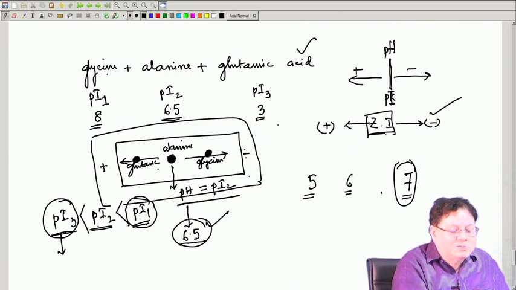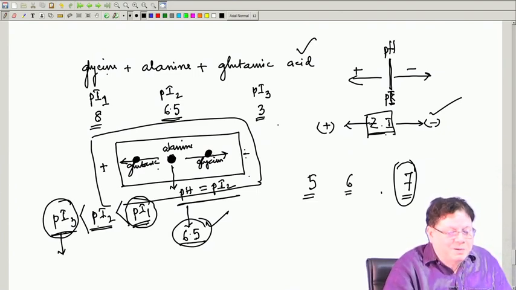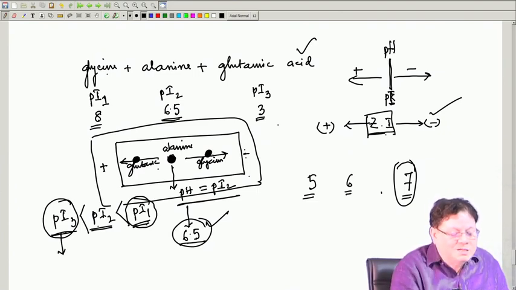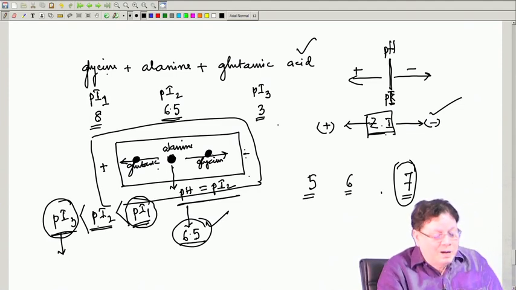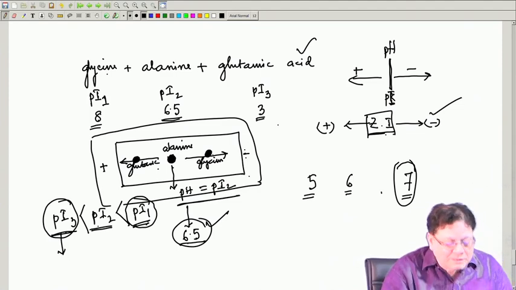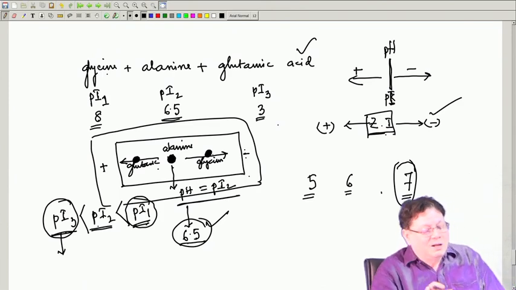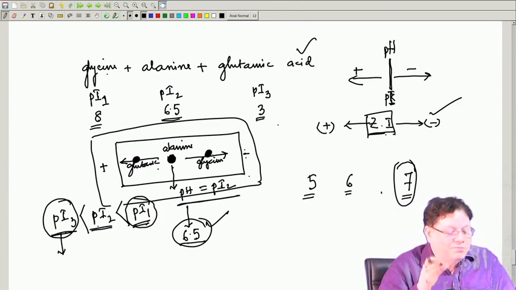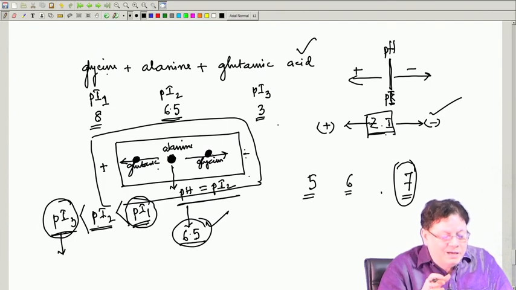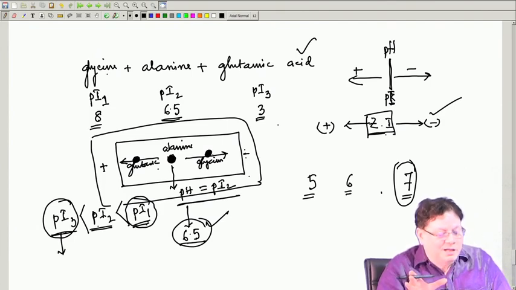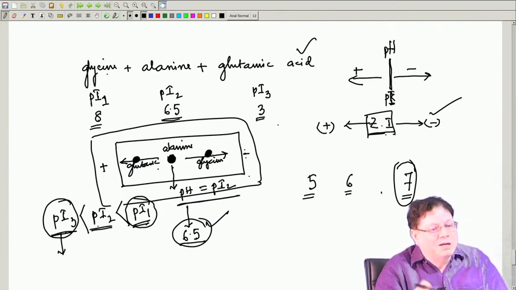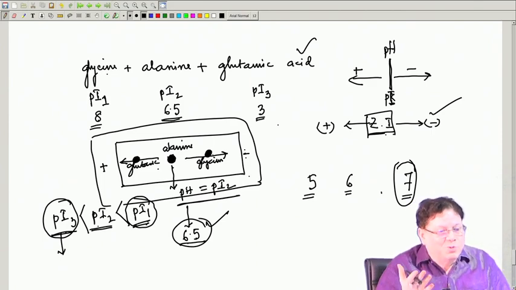So, now these 3 spots are separated. Okay. So, 3 amino acids are separated. I hope the principle is clear. The principle is that if you have 3 amino acids, you take the pH for the pI which is in between the other 2. Okay. Now, you can question me that if there are 4 amino acids, what are we going to do?